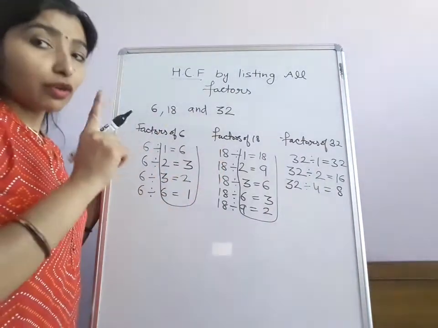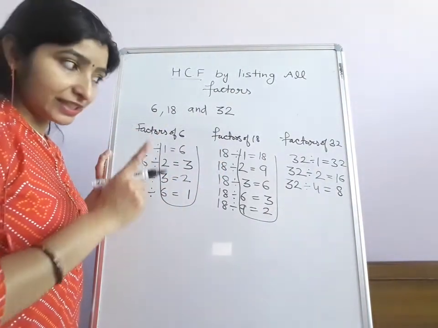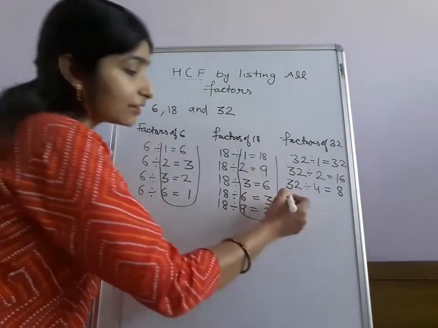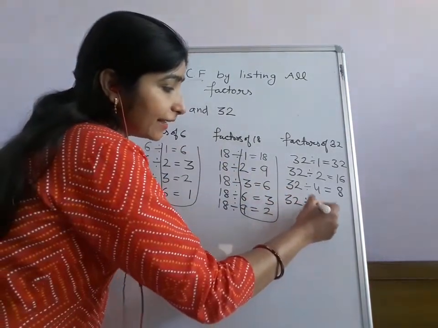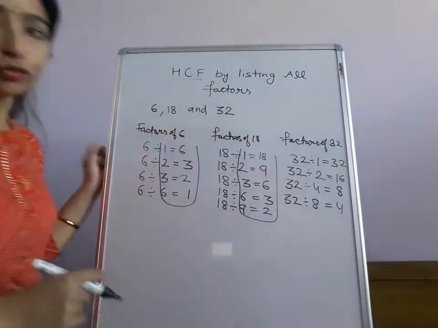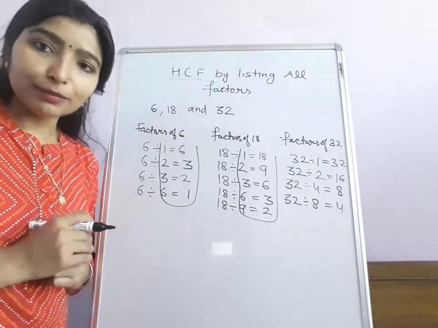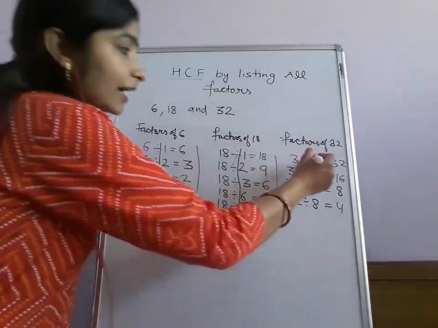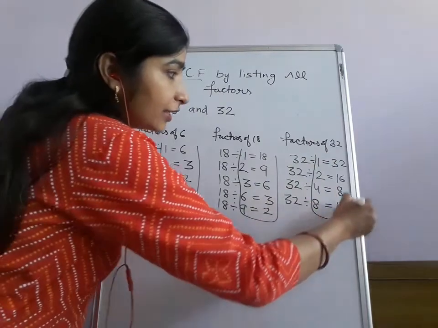Now 32 is not divisible by 5, 6, 7. But 32 is divisible by 8. 8 fours are 32. And 32 is not divisible by 9. So these are the factors of 32.